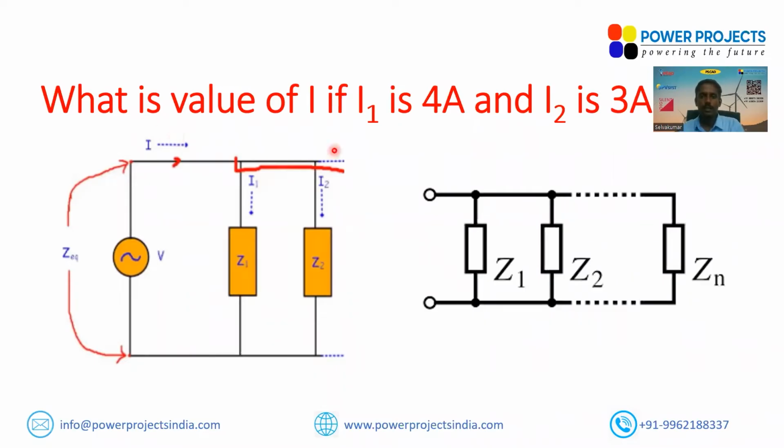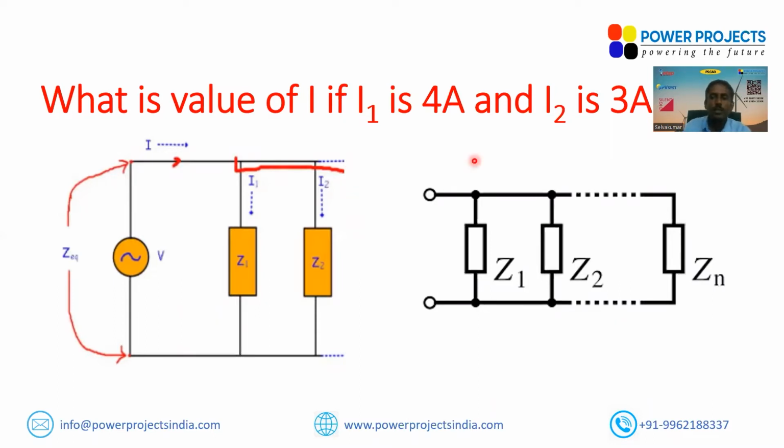Any answers? I1 is 4 amps, I2 is 3 amps. What's the total current I? It is only Z1 and Z2. There is no continuation here. It is only I1 and I2, Z1 and Z2. The side is open. Question, what is I?